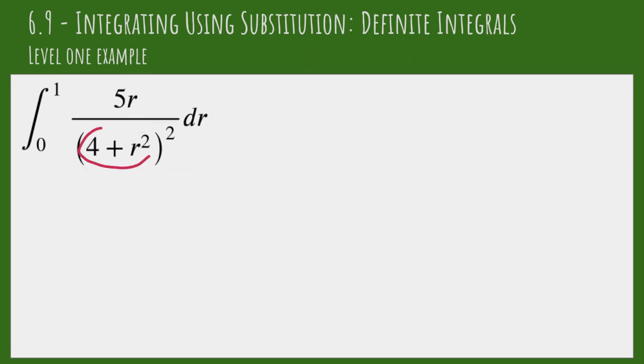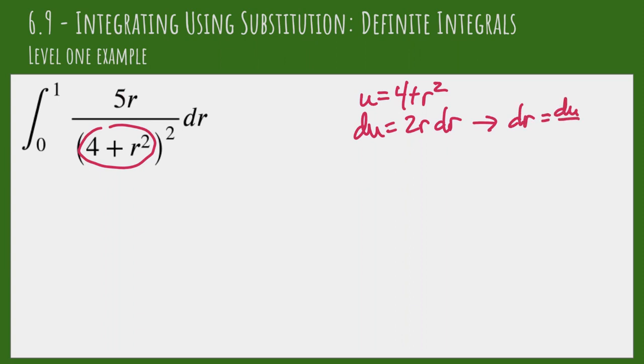However, what I can do is let the inside of the square be u. So I'm going to say u equals 4 plus r squared. That's going to give us a u squared in the denominator, but also the derivative then is going to have an r to the 1st power in it, which is going to help us take care of that. So we get dr is equal to du over 2r.